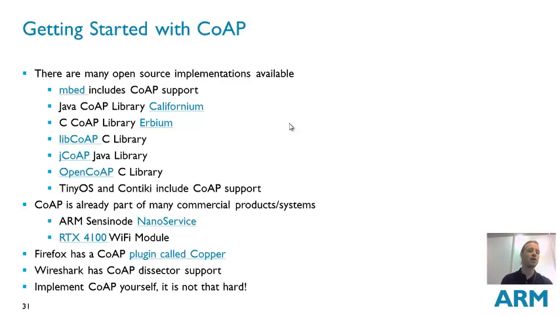A couple of examples are, at ARM, the ARM Sensinode products include CoAP in all of the different components. We have Wi-Fi modules like the RTX 4100 that actually include CoAP out of the box. Firefox has a CoAP plugin called Copper. Wireshark has CoAP support built in. So it's a pretty rich ecosystem of protocol support across the board.